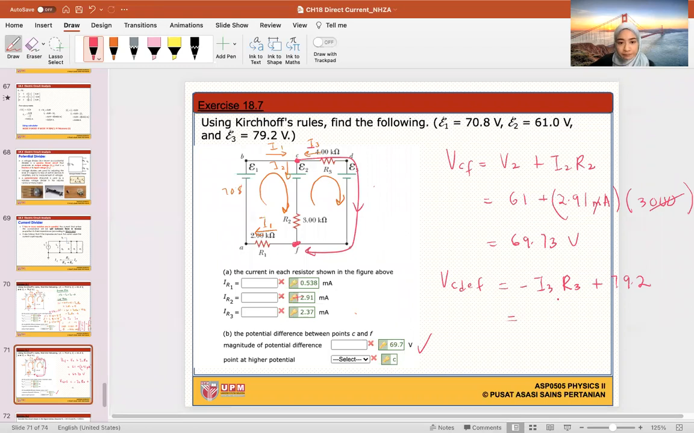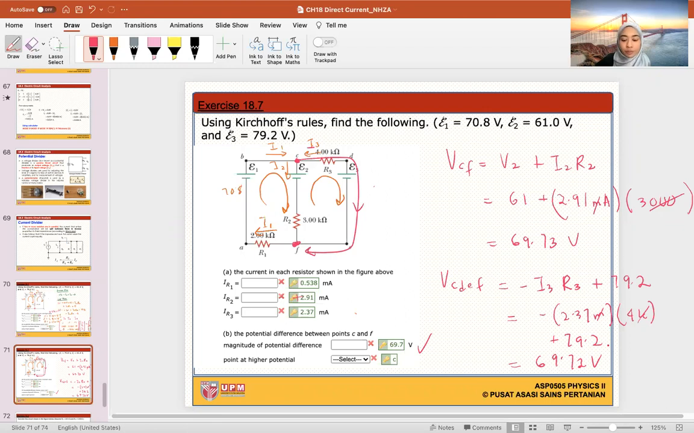So minus I3, which is 2.37 milliampere, times R3. R3 is 4000, kilo ohm, sorry, 4k ohm. So k cancels out with milli. K is 1000, milli is 1 over 1000, so it cancels out, plus 79.2. So 79.2 minus 2.37 times 4. So I get 69.72 volts. Same, more or less the same answer.